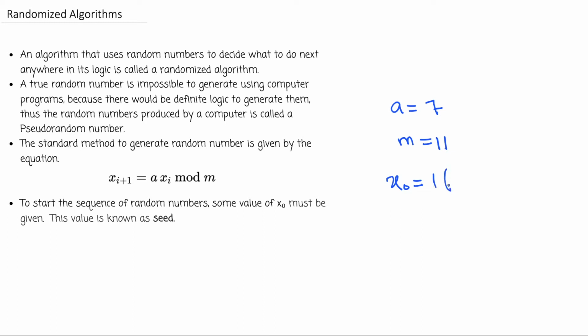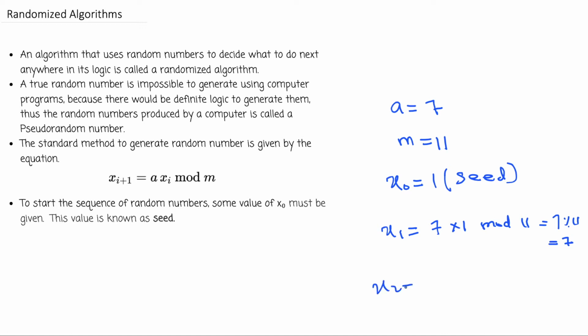This number that we are giving as the initial value into the algorithm is often called the seed value. So to start the sequence of random numbers, some value of x0 must be given. This value is known as the seed. The first random number that will come out of this equation will be, you can write, x1 is equal to 7 into 1 modulo 11. So this is actually 7 mod 11. 7 mod 11 is 7.